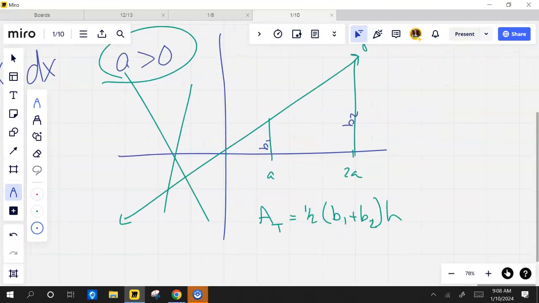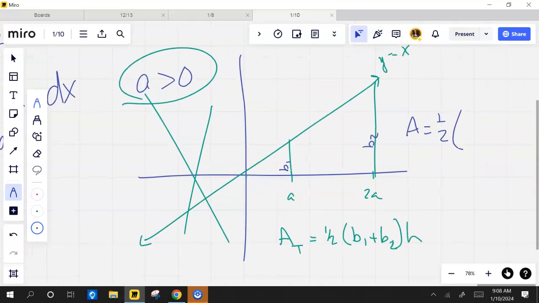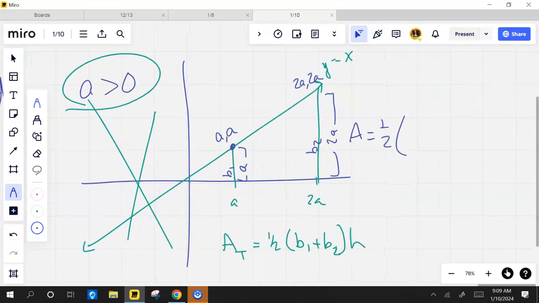So my area here would be 1/2. Base 1 is what? Just A, right? Because Y is everywhere equal to X. So if X is A, Y is also A. Think about if A was 1. If this was the line y equals x, and I said A was 1, what would you tell me Y was? 1 also, right? So this point is (A, A), which means this point is (2A, 2A). So this distance up is A, and this distance up is 2A. You following? This just gets confusing because of the variables, but it's nothing you haven't done. It's just plugging in a more generalized form here.